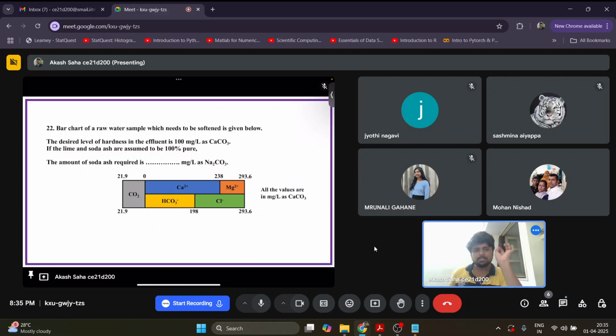See, understand, we need soda ash for calcium non-carbonate hardness or magnesium non-carbonate hardness, right? For this we want it. So, is there any calcium non-carbonate hardness that I have to remove? No, sir. Okay, see, from the diagram there is some calcium non-carbonate hardness also. So from the diagram, can you tell me what is the calcium non-carbonate hardness present here?